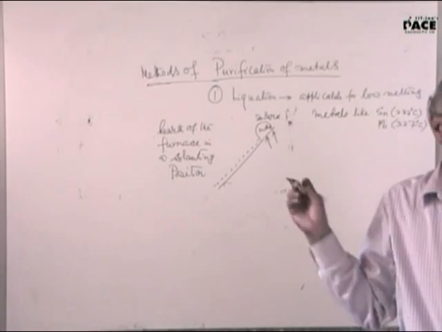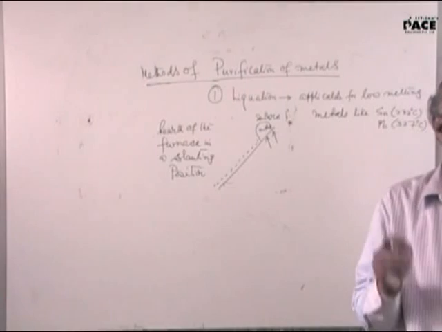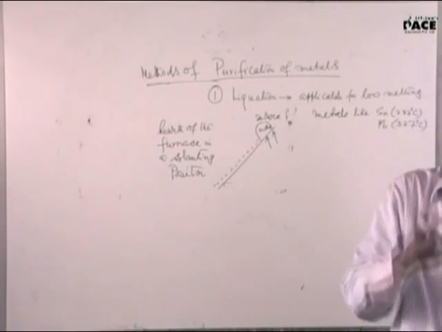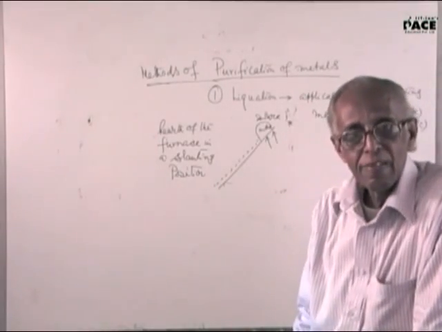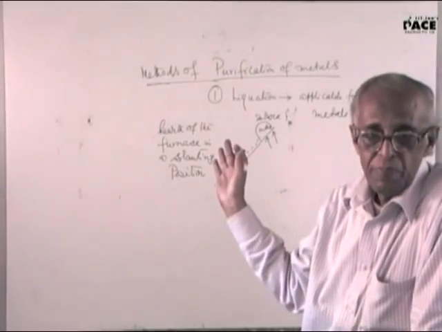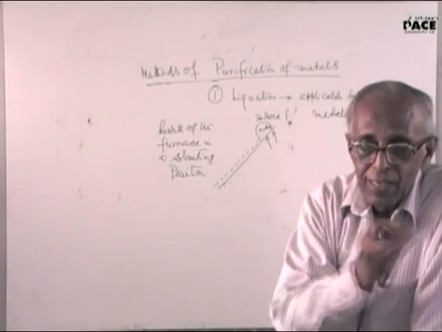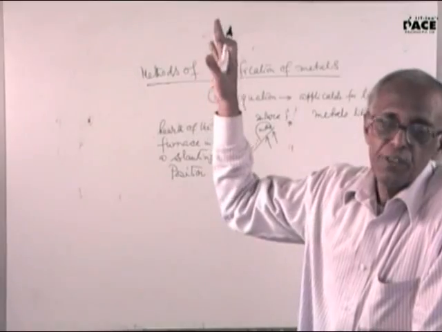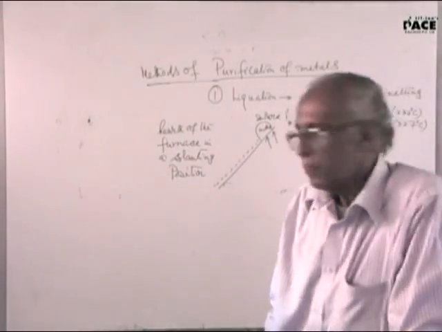Tin has a very low melting point, 232. Lead has a very low melting point, 327. So if tin and lead are associated with high melting impurities, then when I put the ore in a slanting position and heat it from behind, the metal will melt and trickle down, leaving the impurities on the top. And that is called the liquation process.